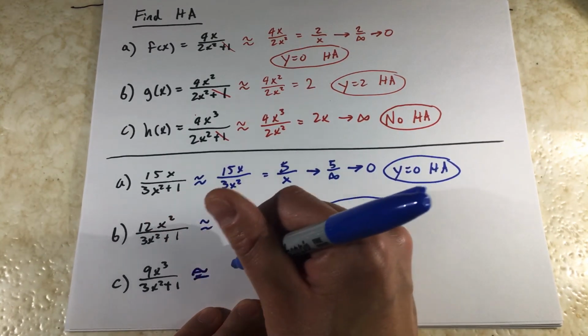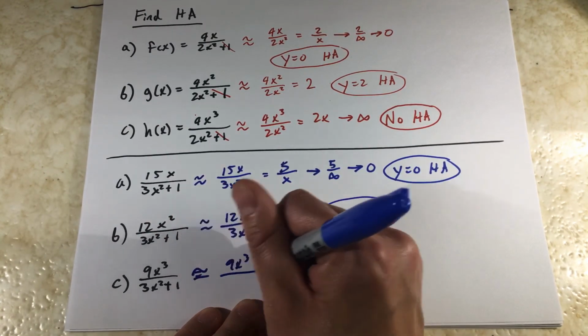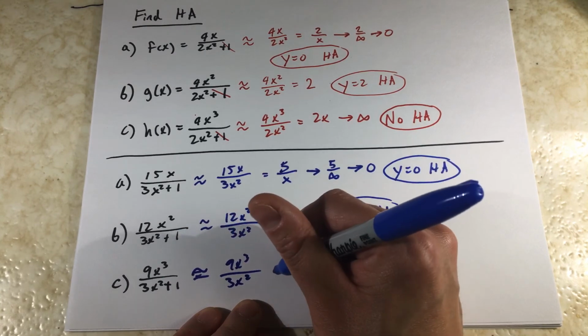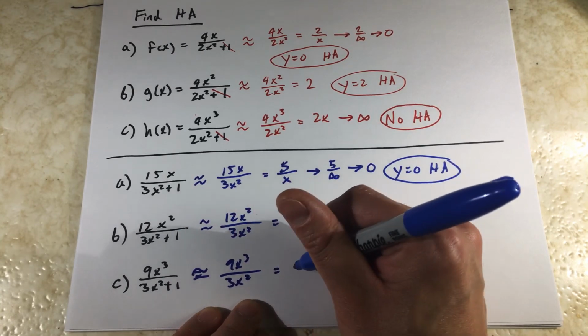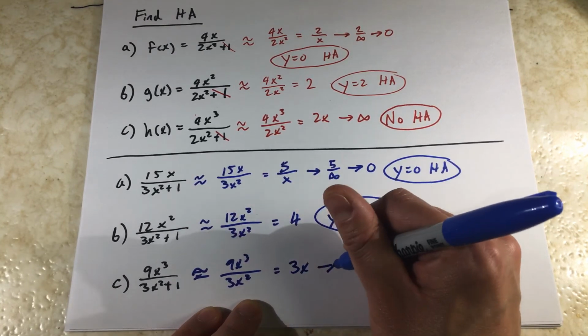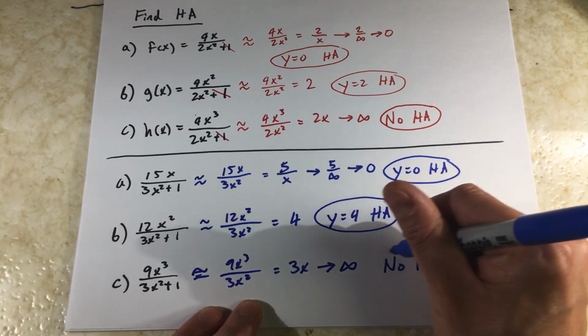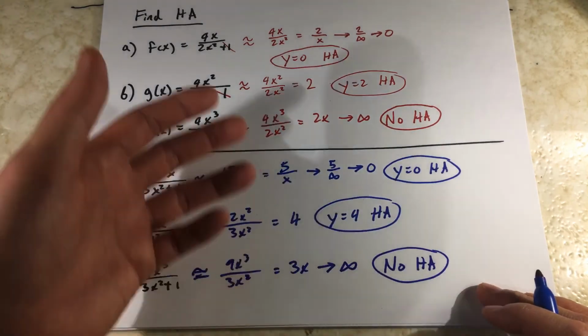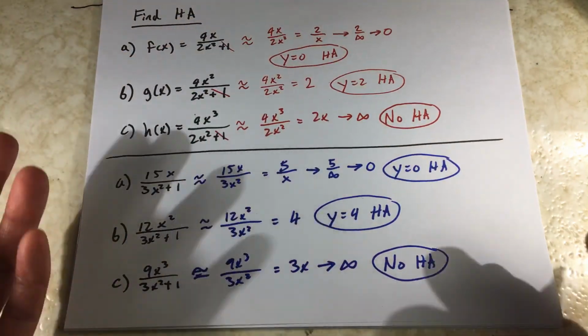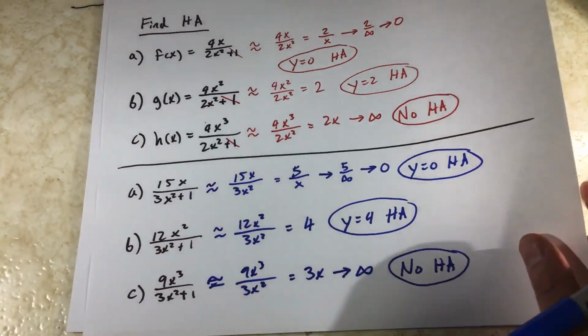And then this one approximates to 9x cubed over 3x squared, which is equal to 3x, which approaches infinity, which means that we have no horizontal asymptotes. I probably should have mixed them up so they're not exactly the same order, but that's basically how you do them. All right, so now you know how to figure out vertical asymptotes and horizontal asymptotes.